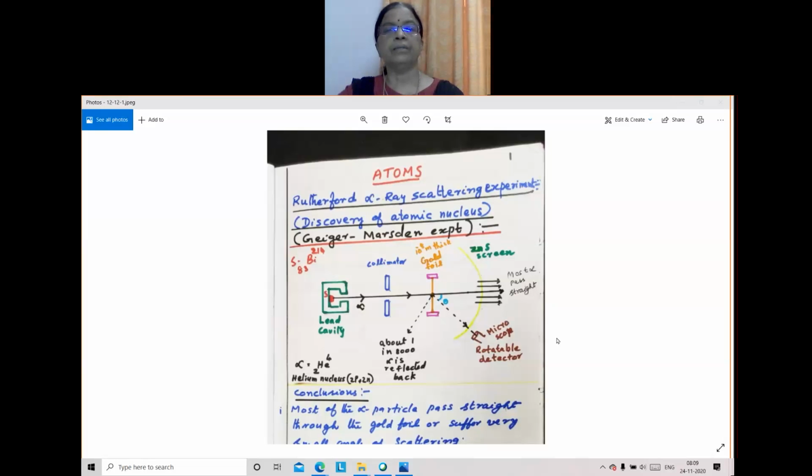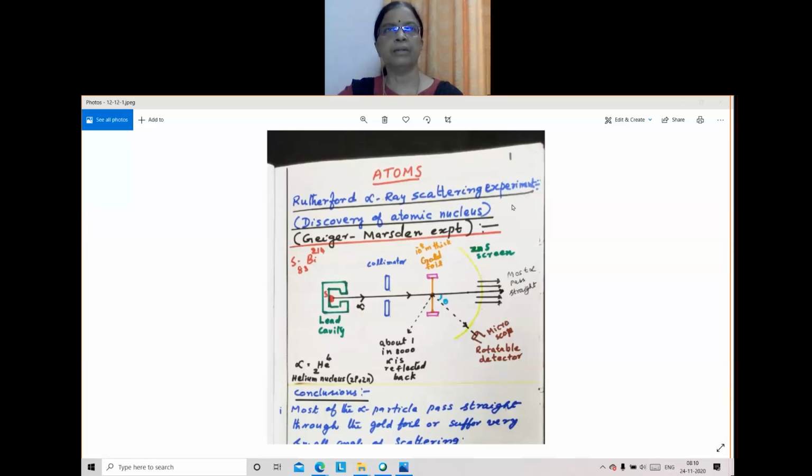For what purpose did he perform that experiment? Anybody? What was the aim of this experiment? Namrata, you have conducted that experiment now. Yes, teacher. To find the structure of atoms. Structure of atom, that means what all things are there inside the atom. Okay, especially the discovery of the atomic nucleus.